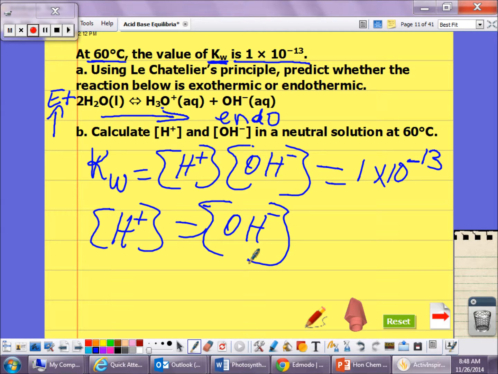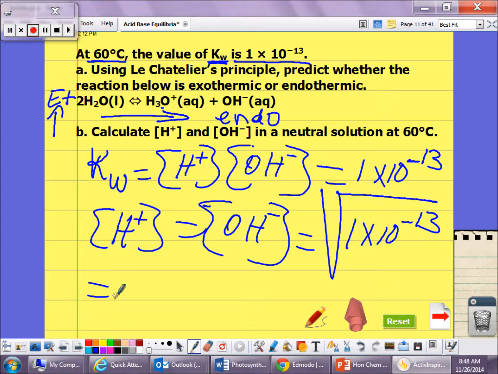So KW equals the square, that means it is the square root of 1 times 10 to the negative 13, which is 3.16 times 10 to the negative 7. Is that right? Okay, alright.